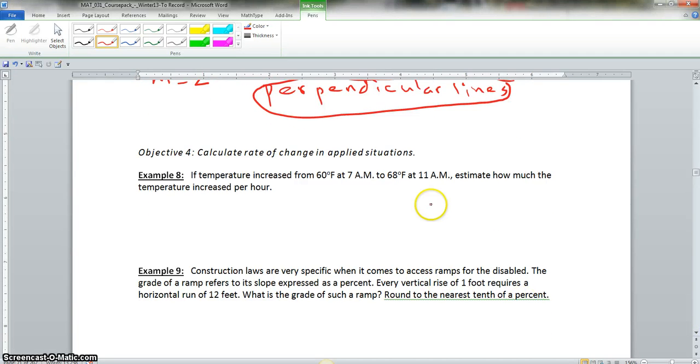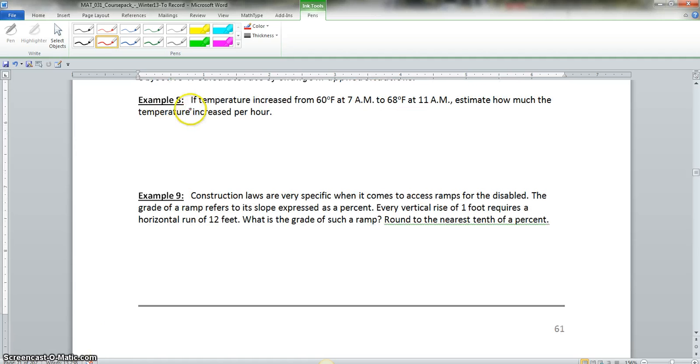If temperature increased from 60 degrees Fahrenheit at 7 a.m. to 68 degrees Fahrenheit at 11 a.m., estimate how much the temperature increased per hour. So we need to write this out as an ordered pair. First we would write the time. It's 7 a.m. is 60 degrees Fahrenheit.